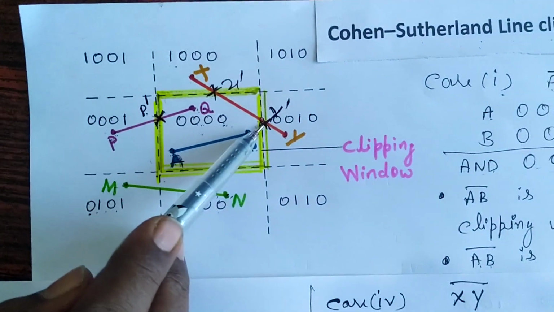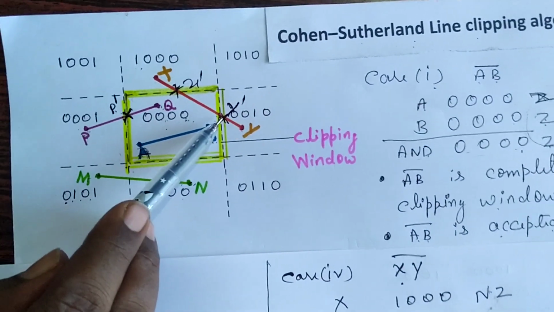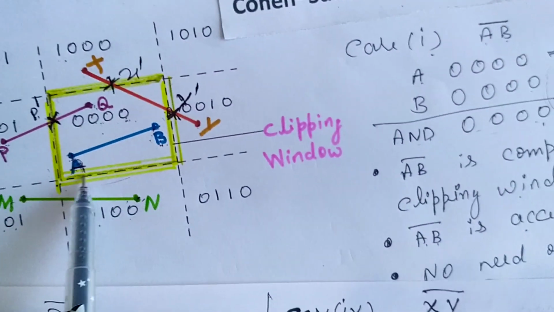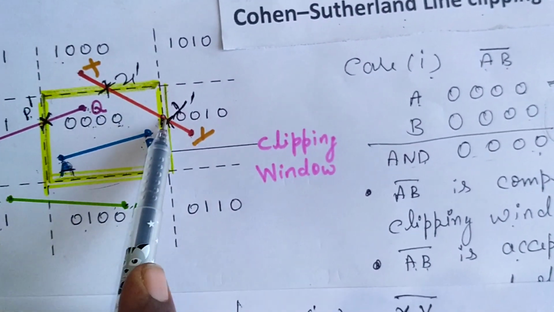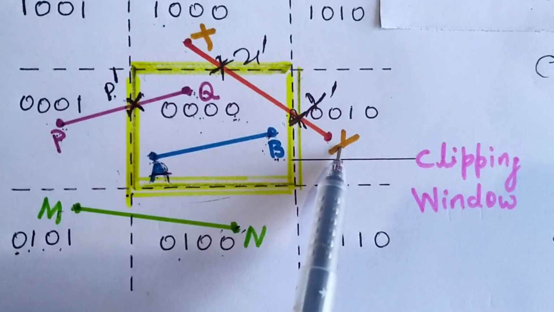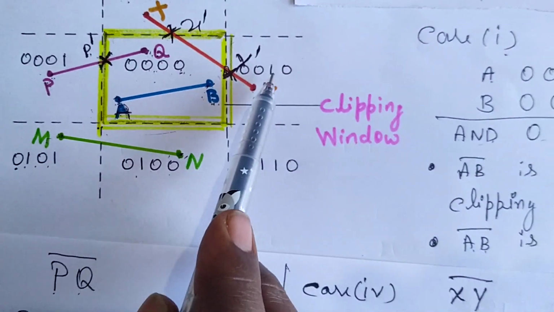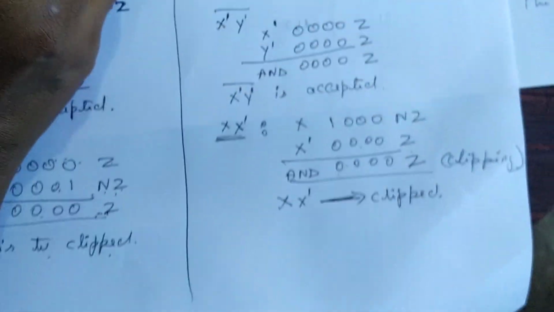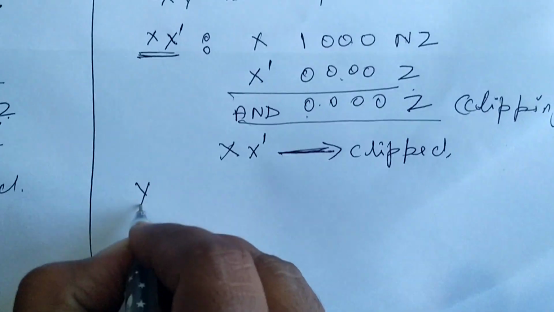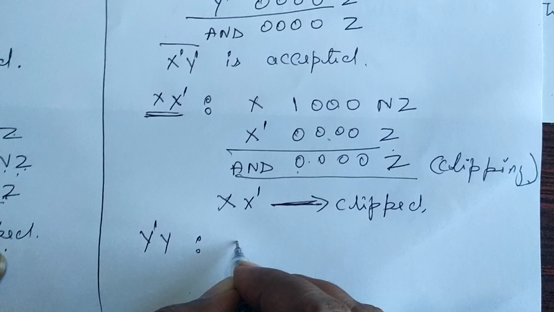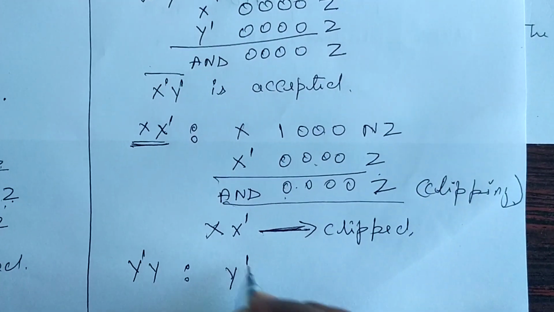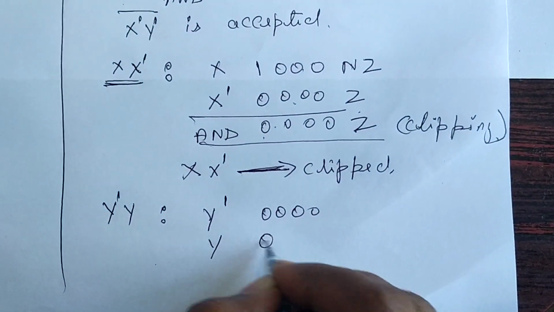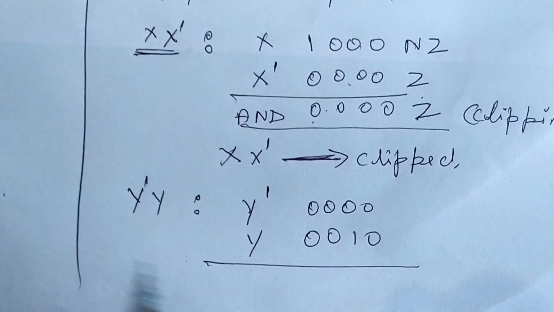Now we'll work on Y dash and Y. Please observe the region code of Y dash. Y dash is present on the clipping window, so the Y dash region code will be 0000 and the Y region code will be 0010. Those region codes we will write now for the line segment Y dash and Y, as per the region code.